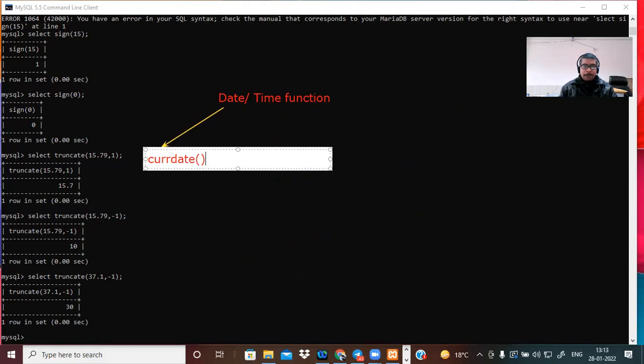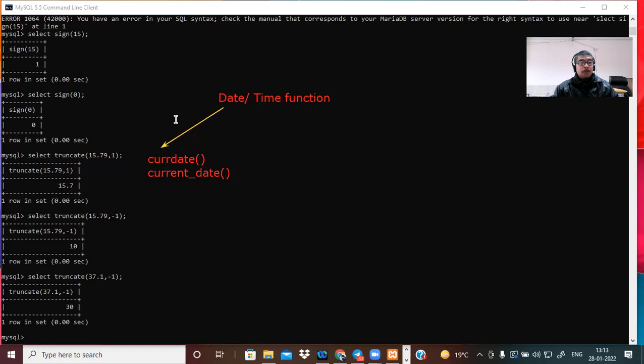Curdate. It is also called current date. I will show you. You must write it in your copy as I am writing. So current date is one. After the cur date, we have the next one. It is very important. You must take it down.